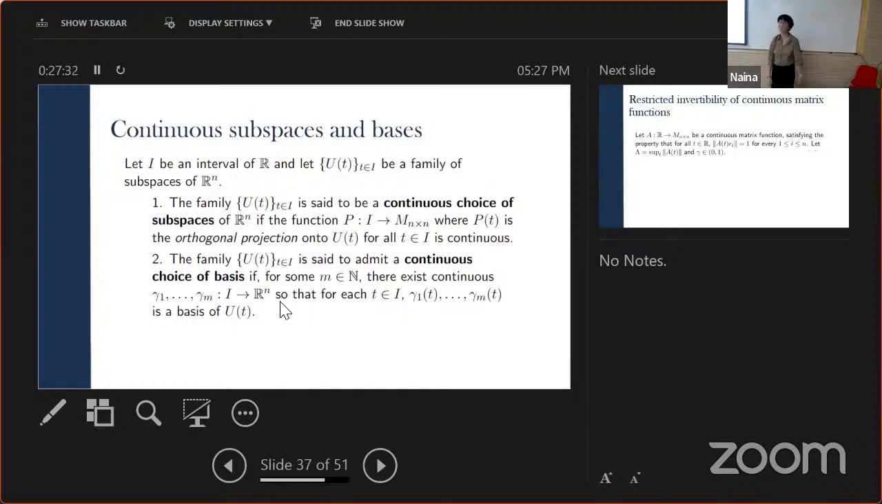Assuming all U_t have the same dimension. Yes. Are they taken from that subspace also? Yeah. So the choice of subspaces is changing, and we see that this family of subspaces.